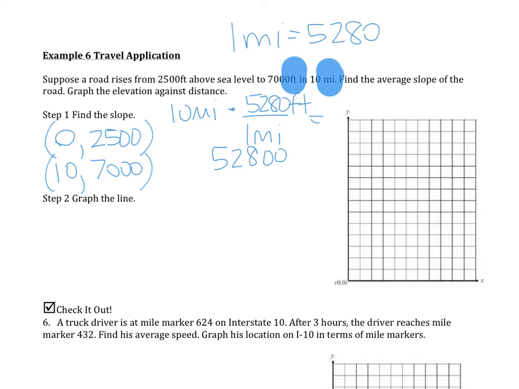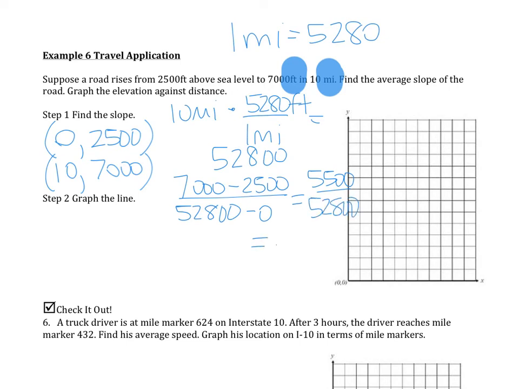So slope is change in y over change in x. So 7,000 minus 2,500 over the 52,800, because we had to change that, minus 0. And you end up with 5,500 over 52,800, which equals 0.085. And you need to graph the line.